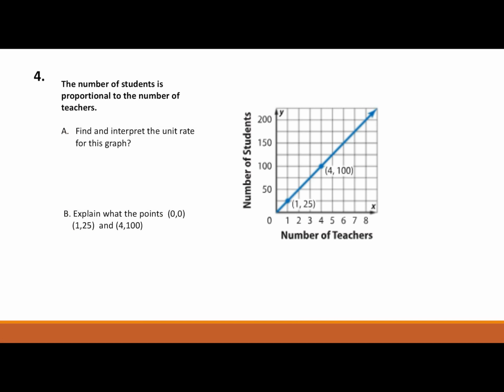The number of students is proportional. Notice this relationship is proportional. The number of students is proportional to the number of teachers. So that means that each teacher has the same number of students. We know this because this is a straight line that goes through the origin. Part A is asking us to find and interpret the unit rate. Part B is asking us to explain what these points represent. So go ahead and push pause, do this problem on your own.